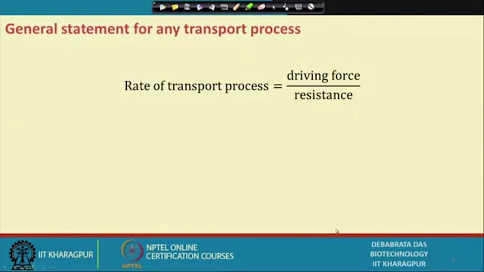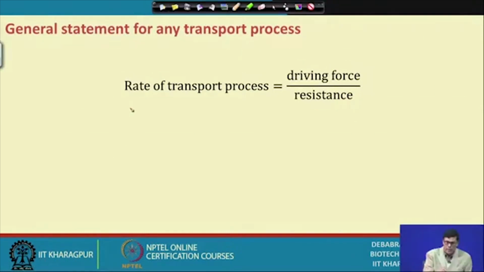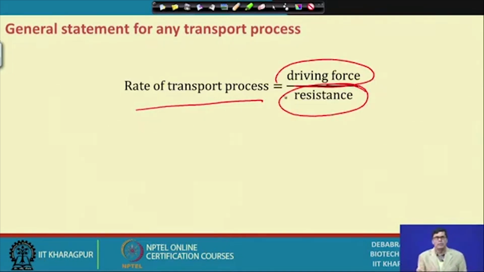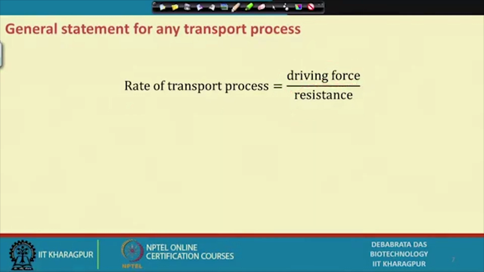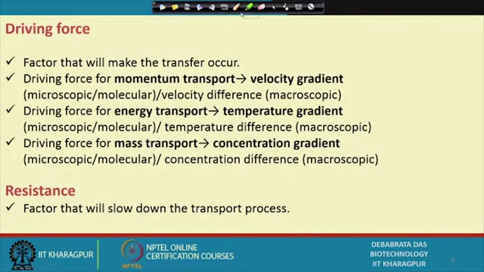Now, the general statement of transport processes, how can you put it? The rate of a transport process is given by the driving force, but is limited by resistance. Driving force means, suppose you want to heat some liquid. What is the driving force? The driving force is the temperature difference, and resistance is the medium that hinders the flow of that heat. Now this driving force we can explain like this.